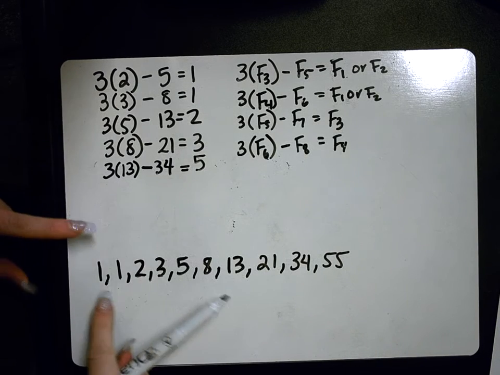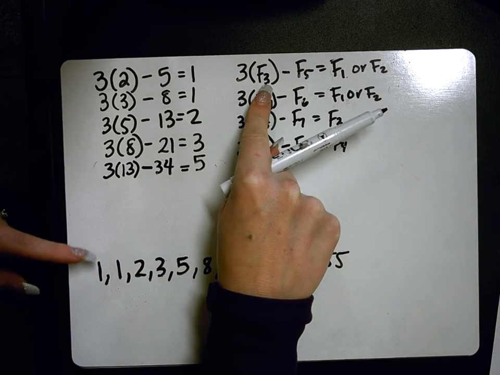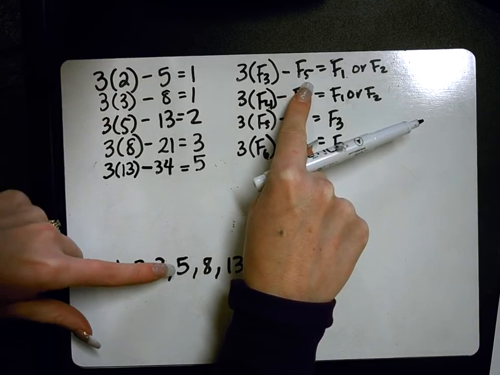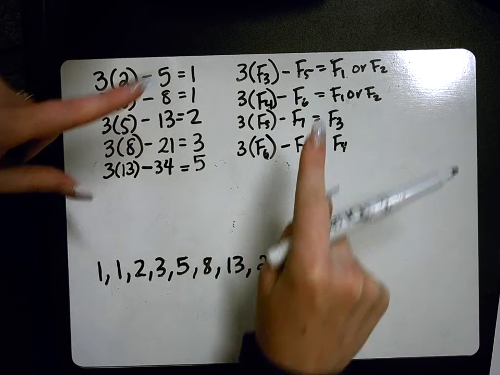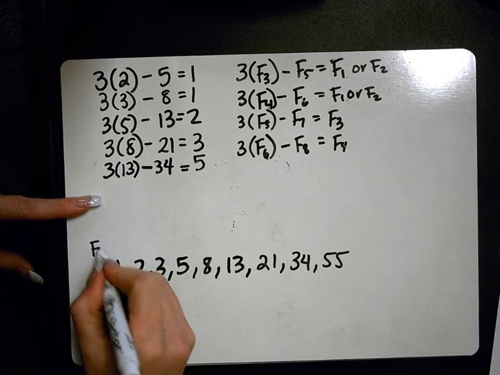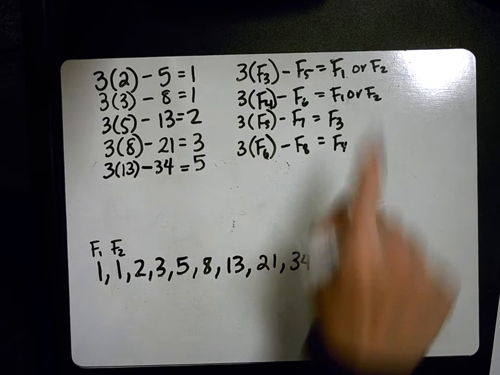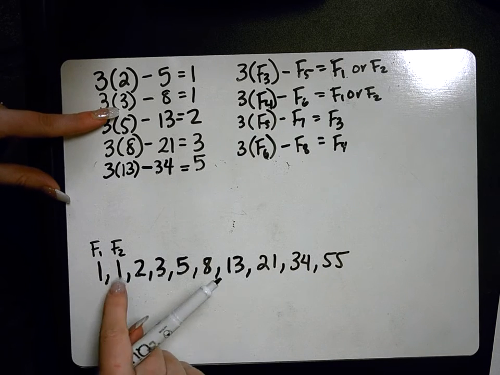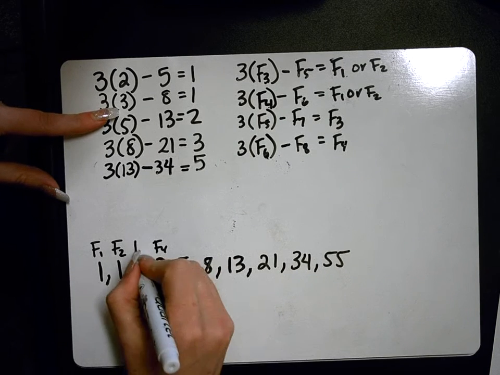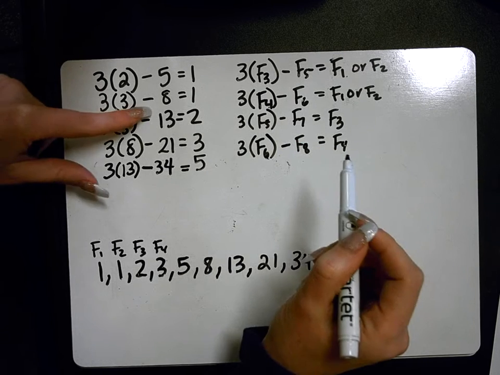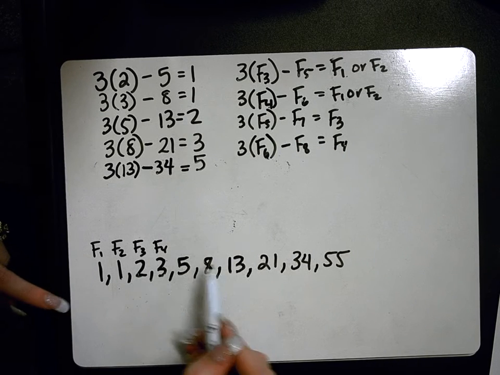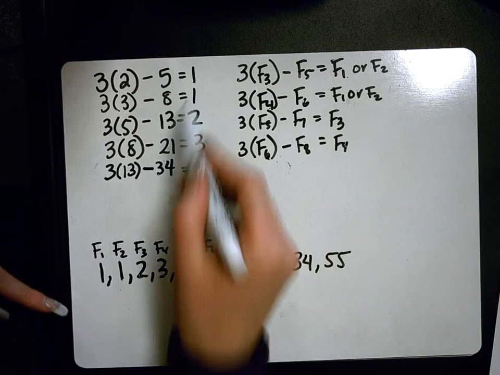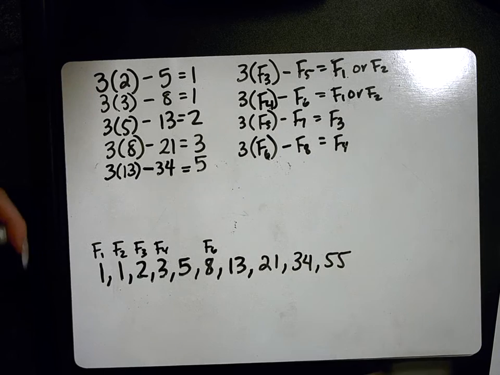3 times 2. Well, 2 is the third Fibonacci number, so that's why there's an F sub 3 there. Minus 5. Well, 5 is the 1, 2, 3, 4, 5, the fifth Fibonacci number, equals 1. Now, there are two 1s, so this can be F sub 1 or F sub 2. We don't know, so I'm just going to put them both. Next equation: 3 times 3. Well, 3 is the fourth Fibonacci number, so that's why that goes there. Minus 8. 8 is the sixth Fibonacci number, equals 1. Again, 1 could be either F sub 1 or F sub 2, so I'm going to put them both.